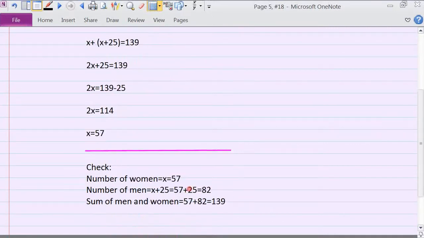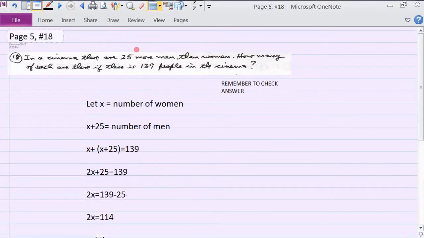If I add 25 to that, I get the number of men, which is 82. 57 plus 82 equals 139, and that's exactly what the problem reads. So I know that I have the right answer.